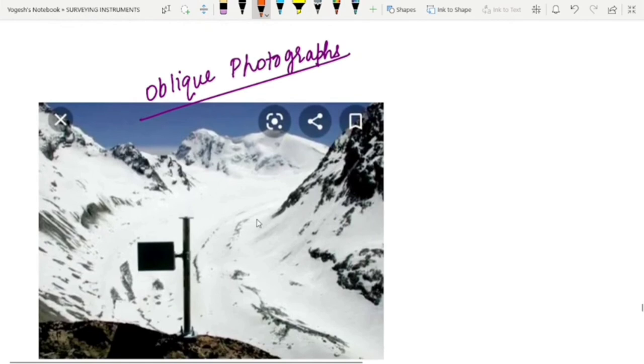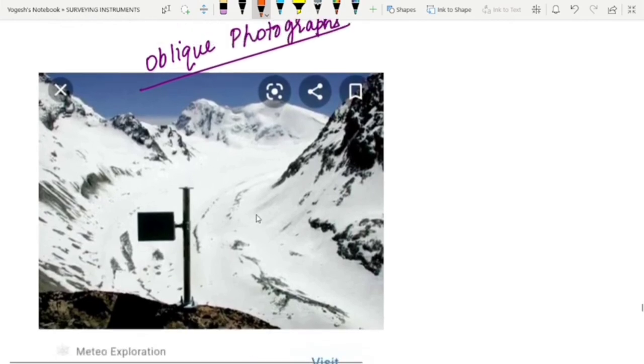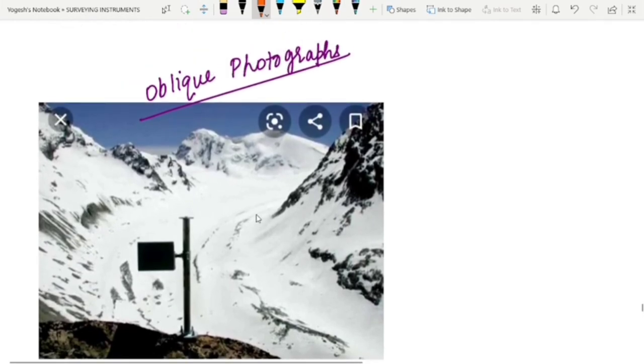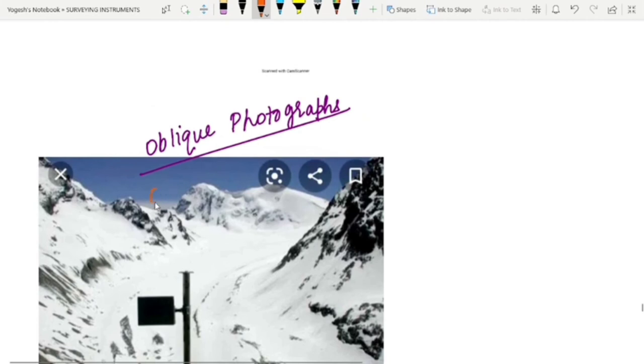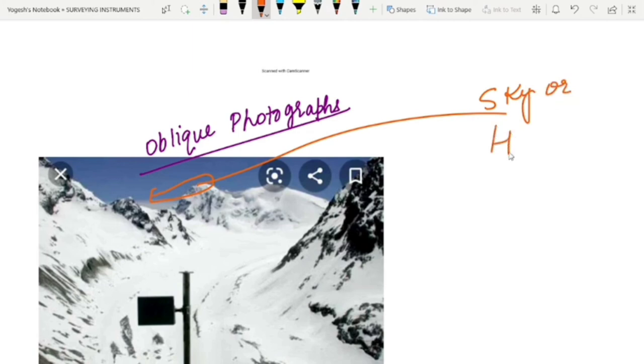These are the oblique photographs which are taken, the high oblique and low oblique photographs. Likewise, in this particular photograph, the horizon is also seen. That's why the horizon or sky is also seen. That's why we can say that this is a high oblique photograph.